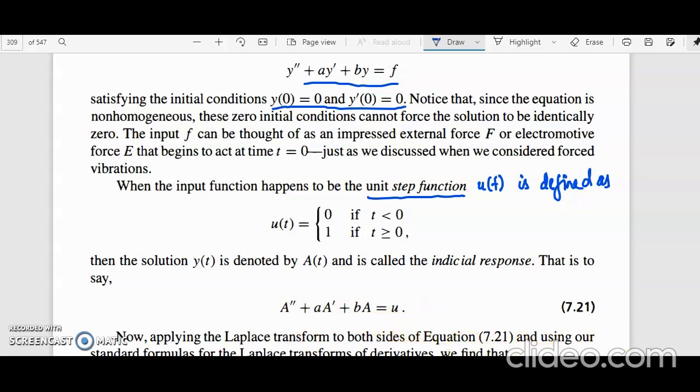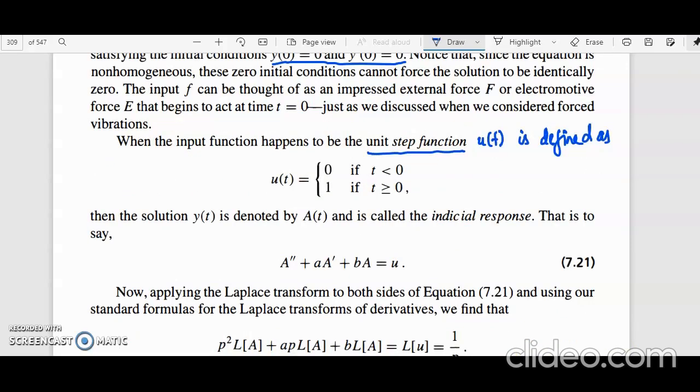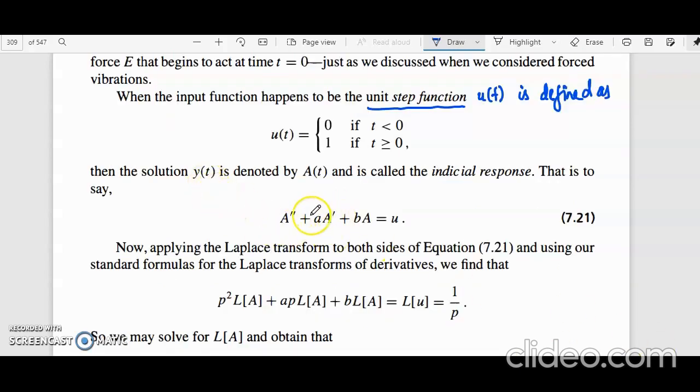And now take the Laplace transform on both sides. Okay, so when you take the Laplace transform on both sides, L of a double dash comes. Here a of 0 is 0 and a dash of 0 is also equal to 0. So L of a double dash gives p square L of a only, the remaining two terms will be 0. Similarly the second term gives a p L of a, and the third term gives b L of a. So that will be equal to L of u.